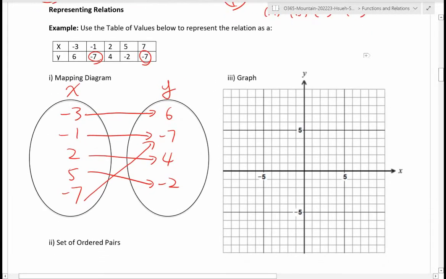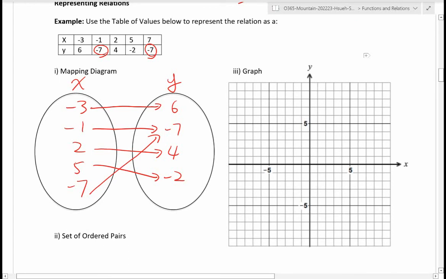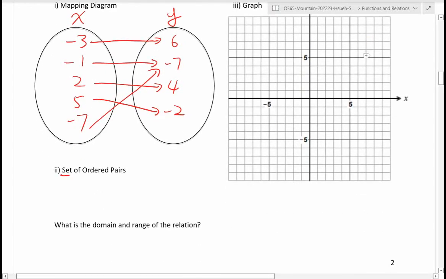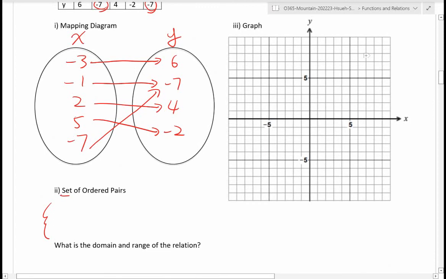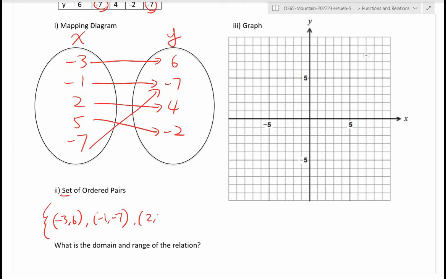Okay, and we can write this as a set of ordered pairs. So again, the word set tells you that you need to draw the squiggly line bracket first. And then we just need to write down the ordered pairs. We have -3, comma 6, and then we have -1, comma -7. You could just look at the arrows and it tells you what they are. 2 to 4, 5 goes to -2, finally 7 goes to -7. And you close with a squiggly bracket.